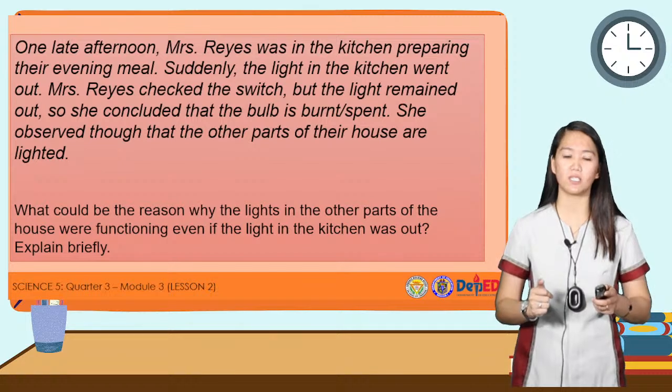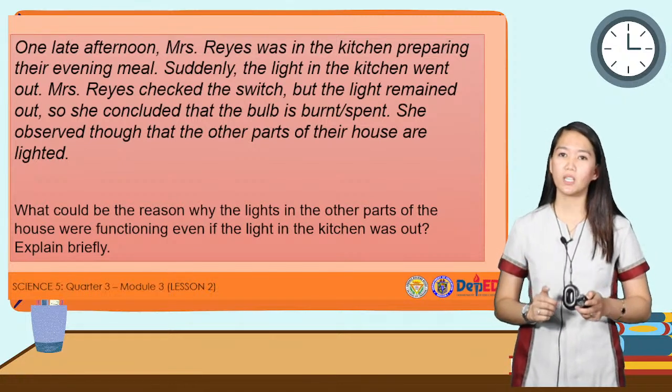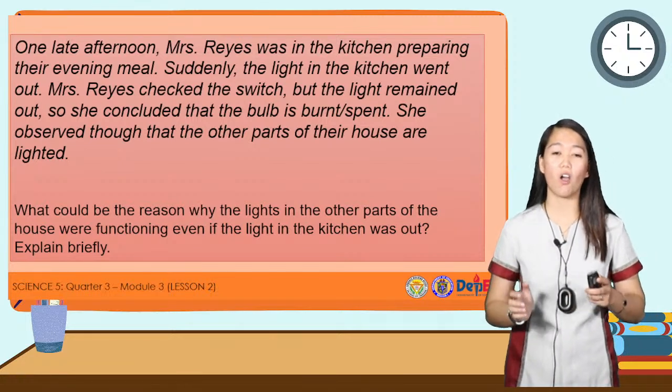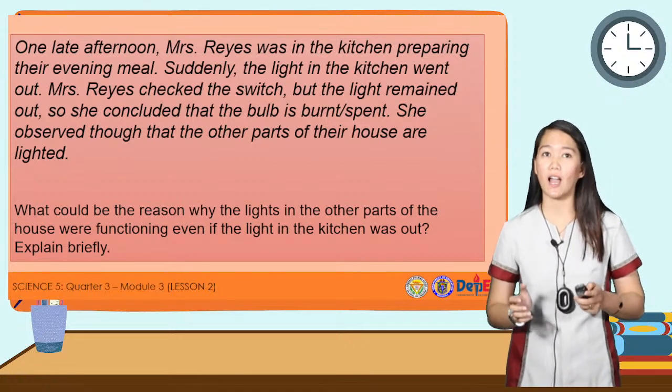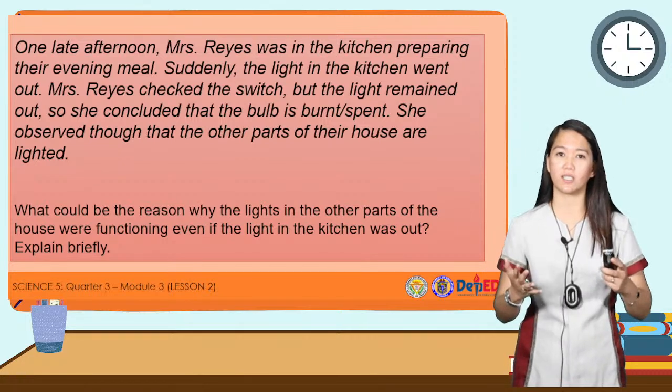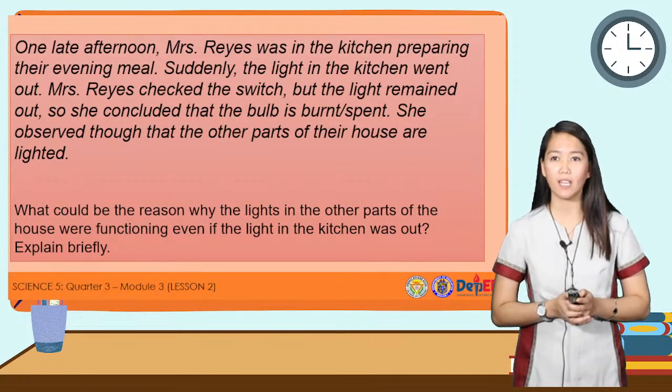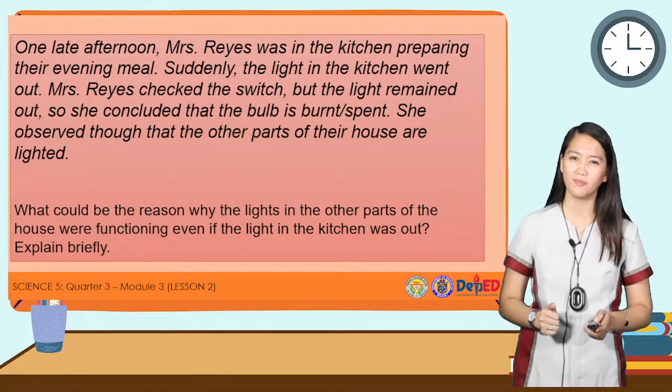Now, this is the question. What could be the reason why the lights in the other parts of the house were functioning, even if the light in the kitchen was out? So you are going to explain it briefly, okay?